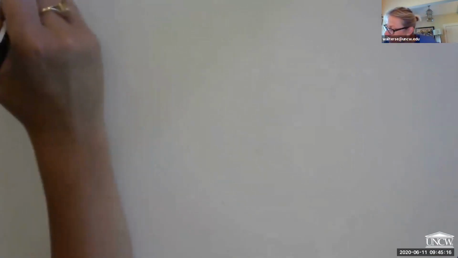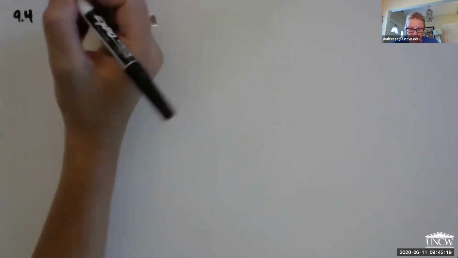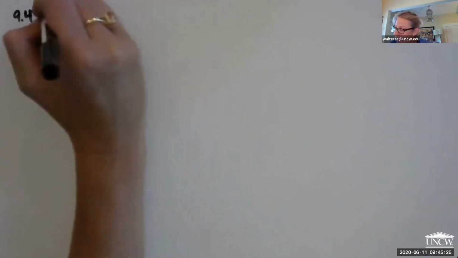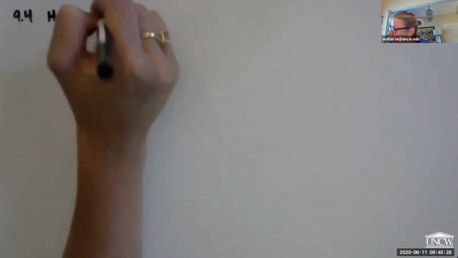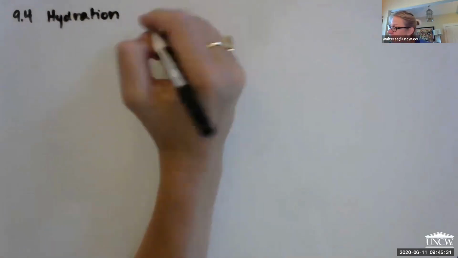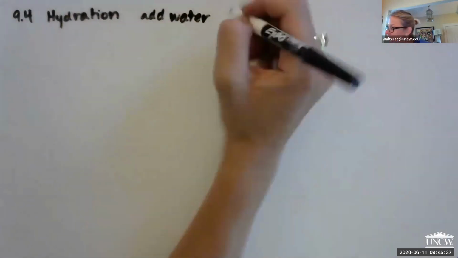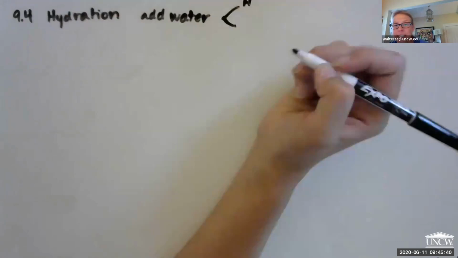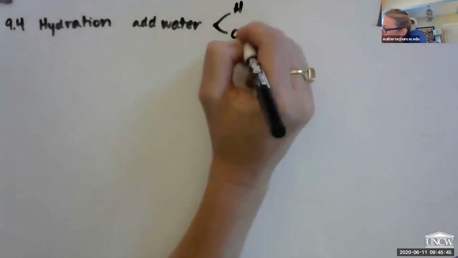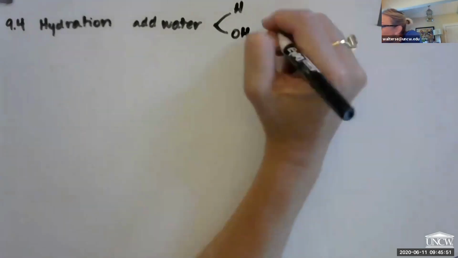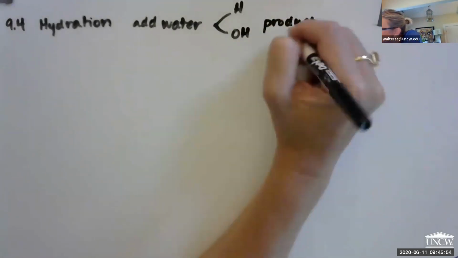Okay, so 9.4 starts the hydration reactions. Now the word hydration means to add water. Right, but we can't attach H2O to a compound. So what that means is that one carbon is going to get a hydrogen. The other carbon is going to get a hydroxide. Okay. So our product is an alcohol.